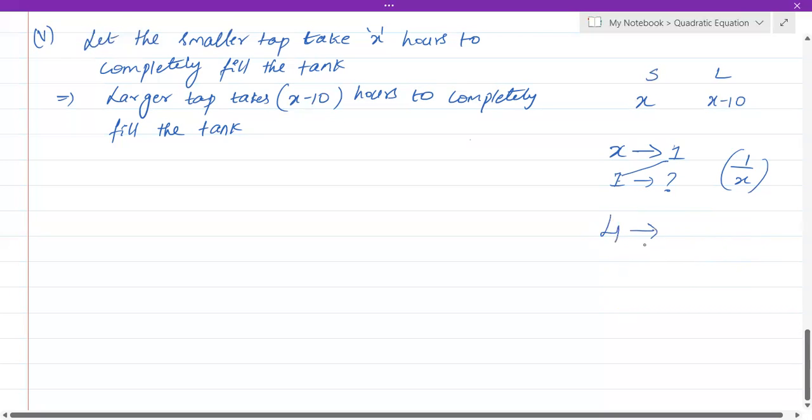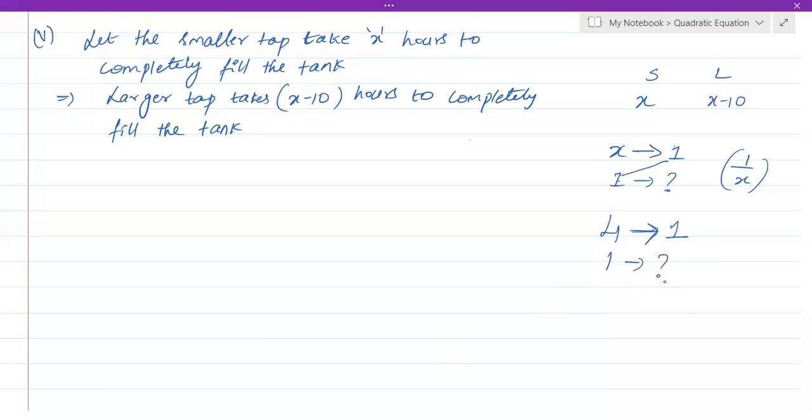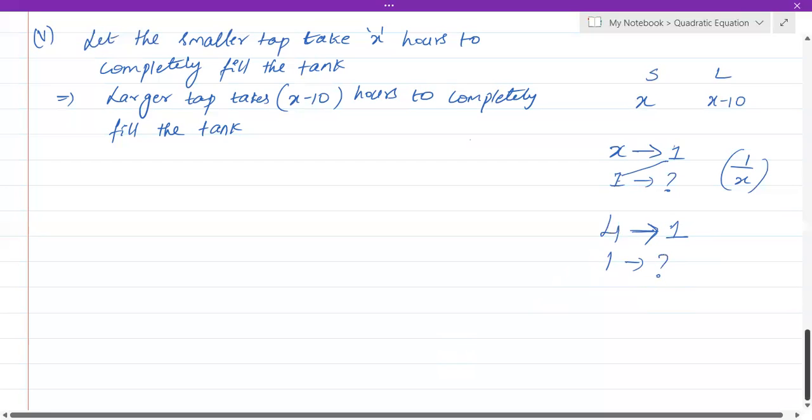In 4 hours, I am filling a tank. Filling a tank completely means one job is done. In 1 hour, how much will be filled? It's very obvious, right? In 4 hours, the tank is completely filled, so in 1 hour it will be 25%, that is 1/4. So cross multiply 1 into 1, divide by 4. That is what we are doing. So 1 by x. Similarly, for the larger tap, in x minus 10 hours, it is doing one job. In 1 hour, how much job will be done? It will be 1 divided by x minus 10.